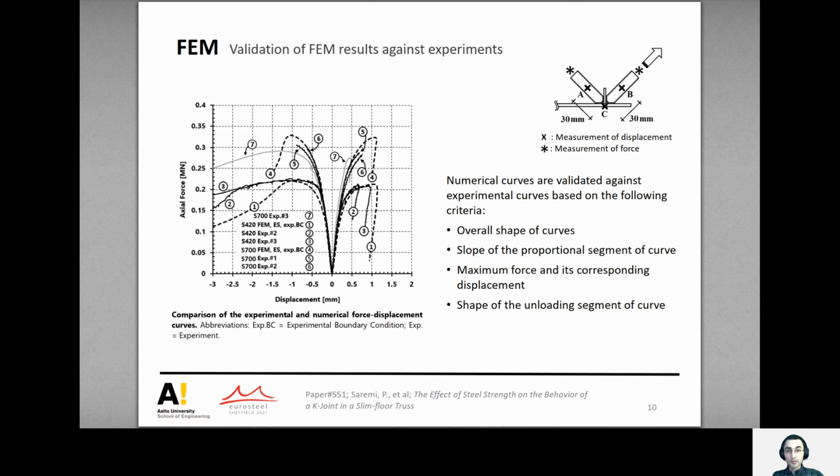Two sets of specimens made of S420 and S700 were used for the validation of the finite element model. The criteria we used for validation were the overall shape of the curves, the slope of the proportional segment of the curves, the maximum force and its corresponding displacement value, and the shape of the unloading segment of the curves. Based on these criteria, we concluded the validity of the finite element models.